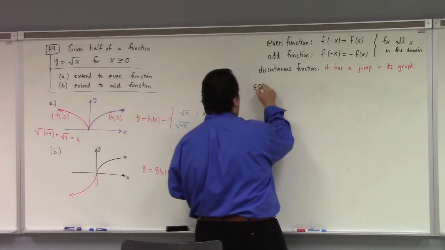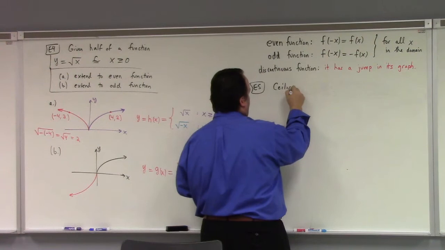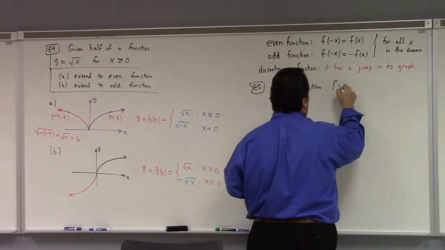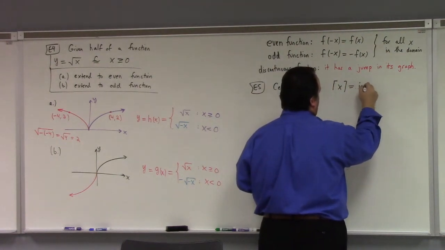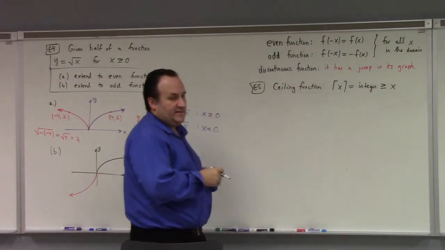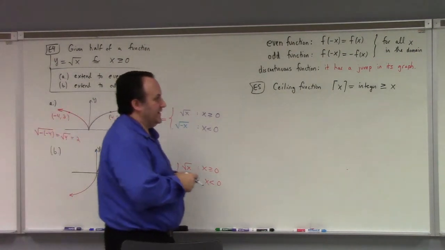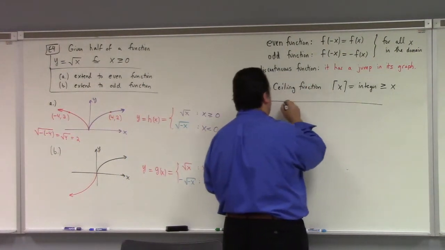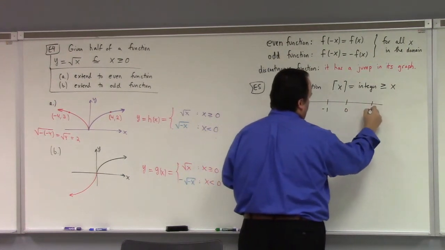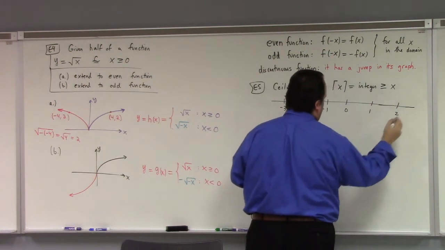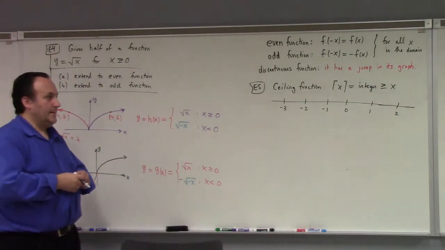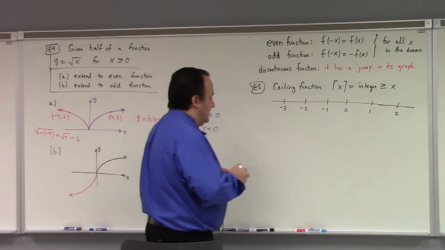Example 5. Ceiling function. And so here's my rough definition of it. The ceiling of x is equal to the integer greater than or equal to x. And what I mean by that, let's look at a number line just to keep things clear here. -2, -1, 0, 1, 2. There's my handy dandy number line. These are integers, right? Integers are whole numbers, and they're negatives, also 0. Okay?